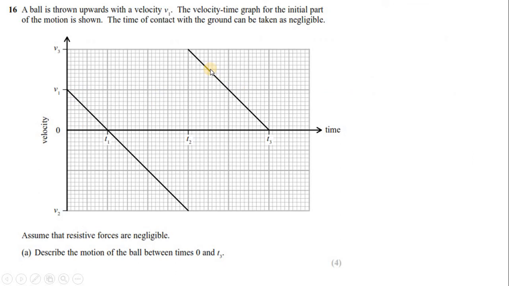Question number 16. A ball is thrown upward with a velocity v1. The velocity time graph of the initial part of the motion is shown. The time of contact with the ground can be taken as negligible. Okay, a velocity time graph of a bouncing ball, a typical graph. Assume that resistive forces are negligible. Describe the motion of the ball between time 0 and t3.